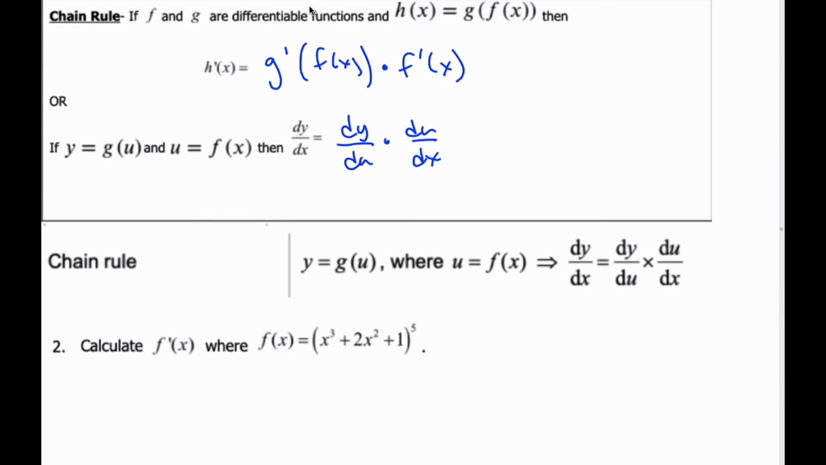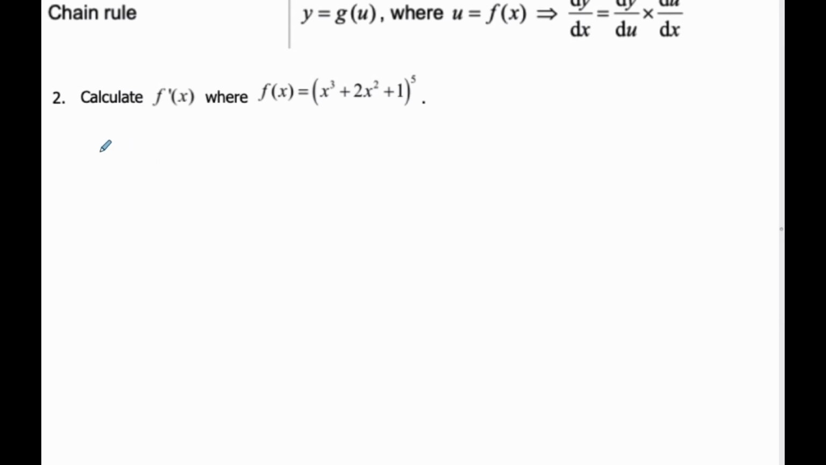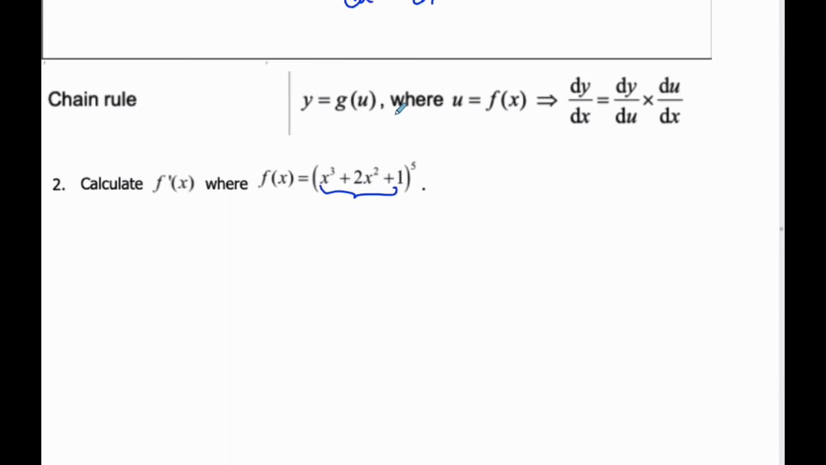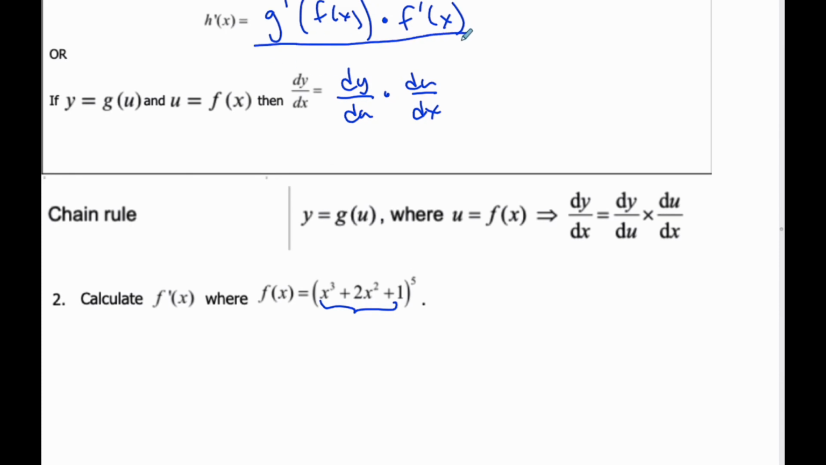So what does that actually look like in practice? Well, if I consider f of x here, I want to find f prime. Recognize that this is my inside and x to the power 5 is my outside. I like to think about it this way. When I'm going to take the derivative, I'm going to start with the outside derivative. So the 5 comes down, like in the power rule, and I'm going to leave f of x as is. This is the inside, x cubed plus 2x squared plus 1. And then I subtract 1 from the exponent, which is the chain rule, times, so that's this part here.